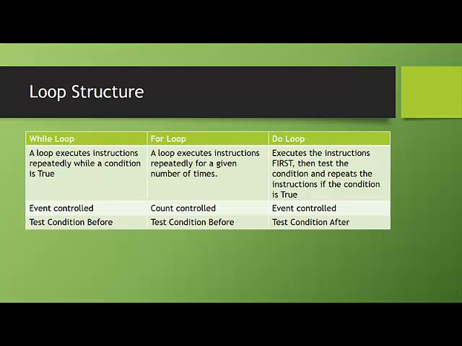In a while loop and a do loop, the condition as to whether we continue to execute those steps is usually controlled by an event. In a for loop, repeating the instructions is usually controlled by a counter. In a while loop and in a for loop, the condition is tested before the execution of the instructions. In a do loop, the instructions are executed first, then the condition is tested to determine whether we continue repeating those instructions, and it only repeats if that condition is true.